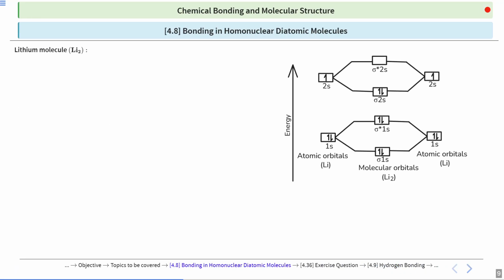Our next molecule is the Li2 molecule. Now, what do we know about the lithium molecule? I would suggest one thing: while I am drawing the molecular orbital diagram, do this same practice along with me.